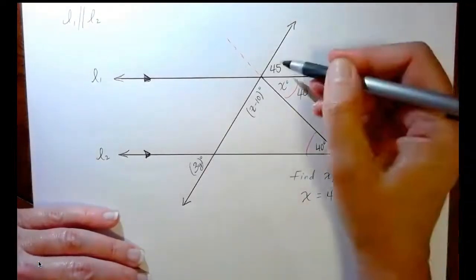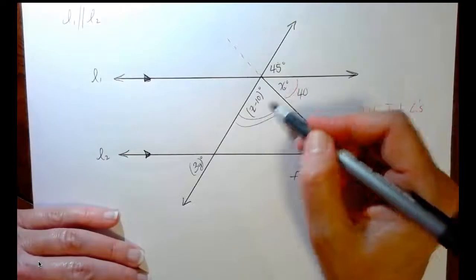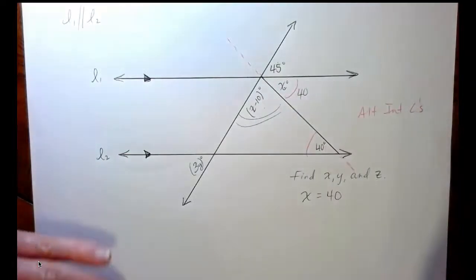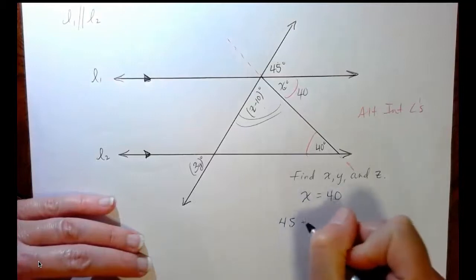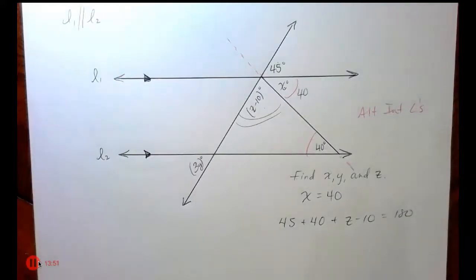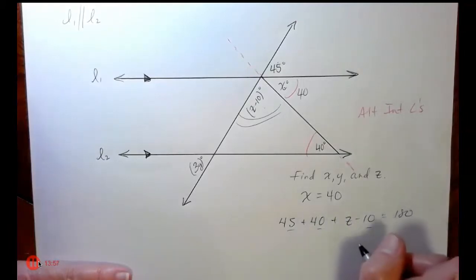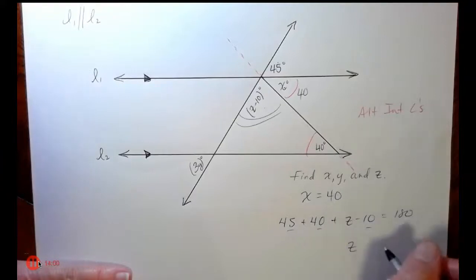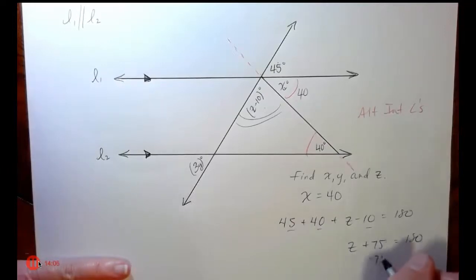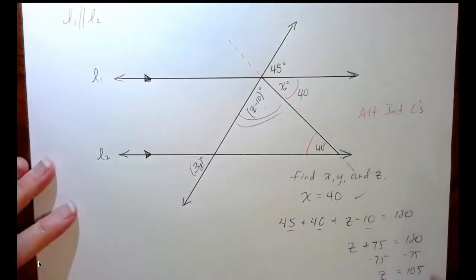From there we can find out what Z is, because if X is 40, then 45, 40, and the angle labeled Z minus 10, all three of those angles have to have a sum of 180. So 45 plus 40 plus Z minus 10 equals 180. Let's combine like terms and solve for Z. 45 plus 40 is 85, minus 10 is 75. So Z plus 75 equals 180, minus 75, Z equals 105. So we've got X, we've got Z.